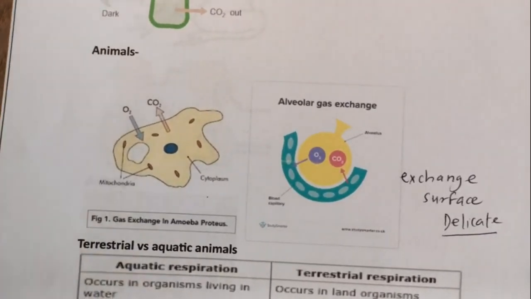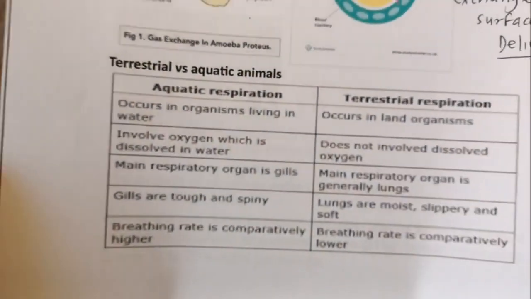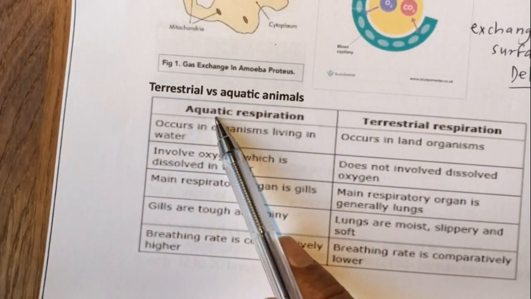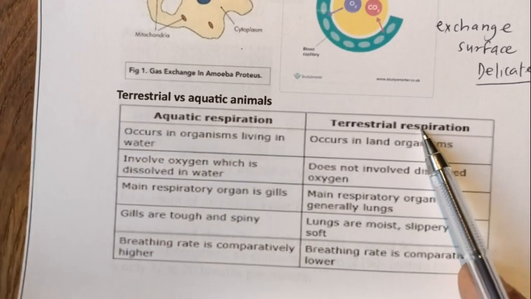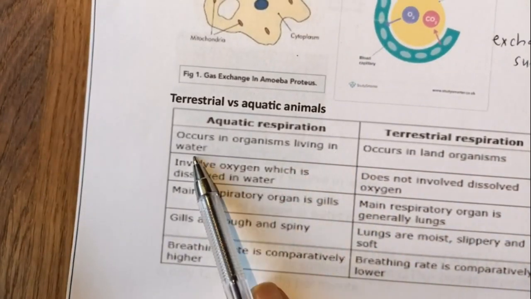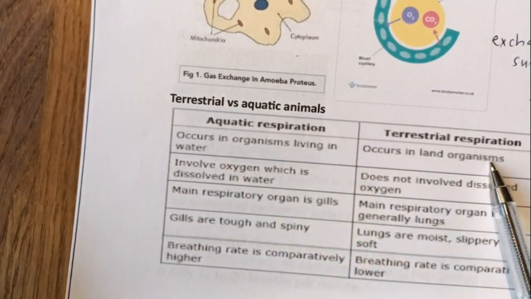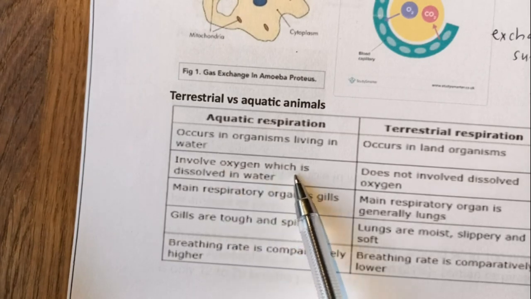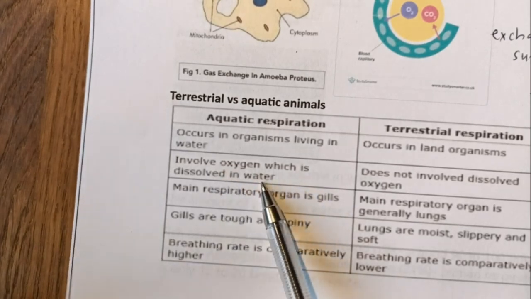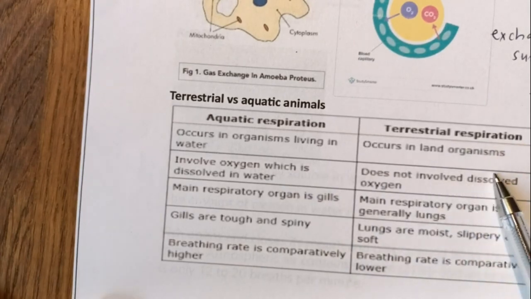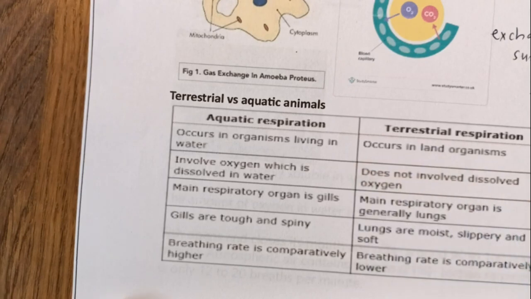Now there is a difference between the respiration that takes place in aquatic animals, that is those that live in the water, and terrestrial animals that live on the land. So this is in organisms living in water, and that's land organisms. Aquatic respiration involves oxygen that is dissolved in water. Terrestrial respiration involves oxygen that is in the air, atmospheric air.